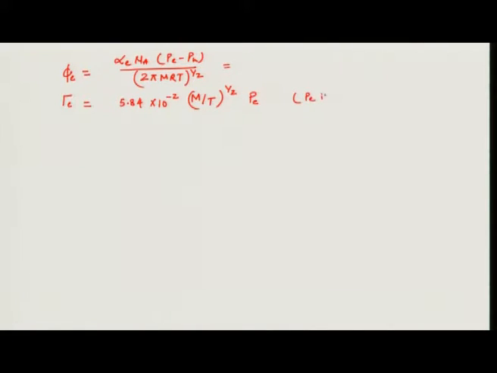Remember that we had defined flux of evaporation as alpha E N A (P E minus P H) over (2 pi m r T) to the power 1 by 2. Okay. So, this was in terms of molecules or moles, and this can also be written in terms of mass evaporation rate as 5.84 into 10 to power minus 2 square root of (M over T) times P E, where P E is in torrs.